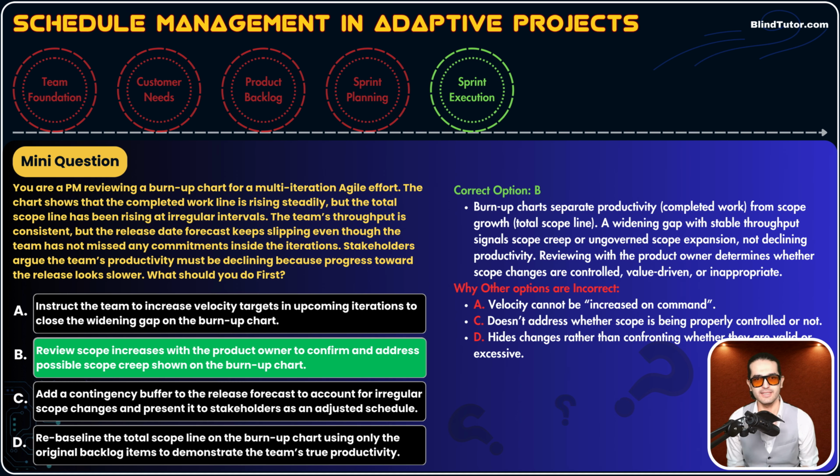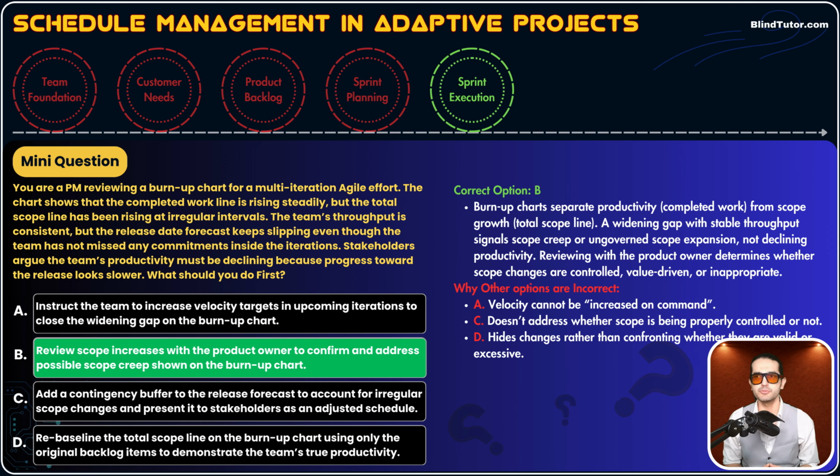See, by using mindset, you eliminated two options. And option C is incorrect because, guys, option C is like cheating. Option C is not caring about the scope creep. So option C doesn't address whether the scope is being properly controlled or validated. It suggests corrective actions: let's accept the scope creep and add a contingency buffer so we don't miss, for example, the release date. No, this is not the way we handle problems in projects.